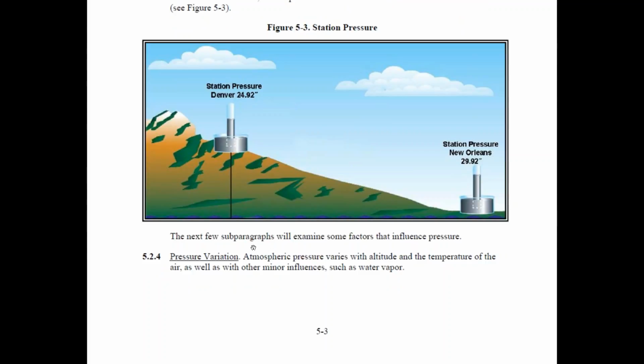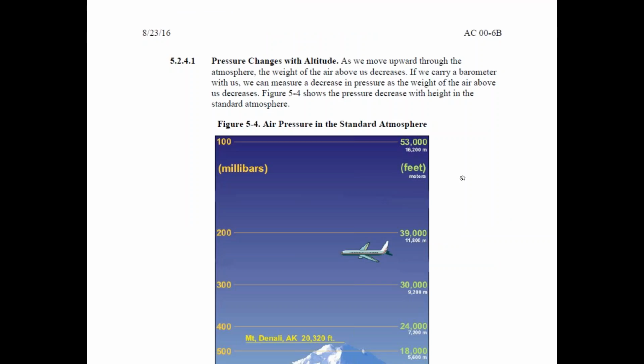The next few subparagraphs will examine some factors that influence pressure. So this is kind of obviously given the scale there. Everybody can imagine, you know, Denver being higher than New Orleans. Pressure variation. Atmospheric pressure varies with altitude and the temperature of the air, as well as with other minor influences such as water vapor. Pressure changes with altitude.